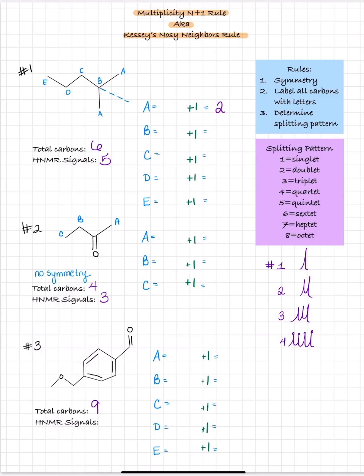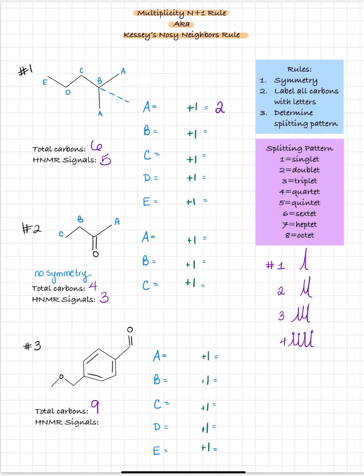Back to KhemWithKess, where today we'll be talking about multiplicity, also known as the N+1 rule, but for me, I just call it the nosy neighbor rule. So for all of these problems, I labeled down 3 where I've already gone over and discussed how many total carbons are in the molecule and how many H-NMR signals will show up in the molecule.